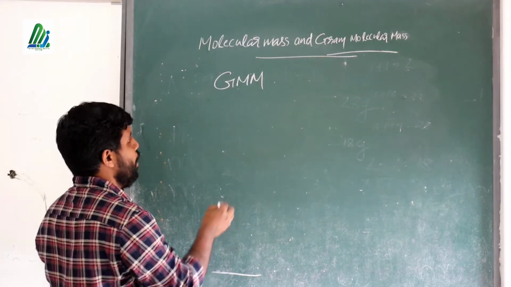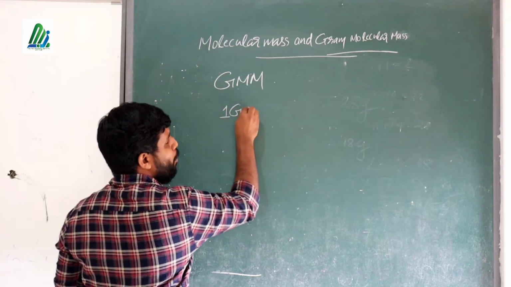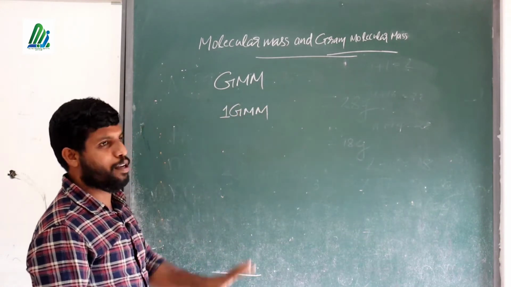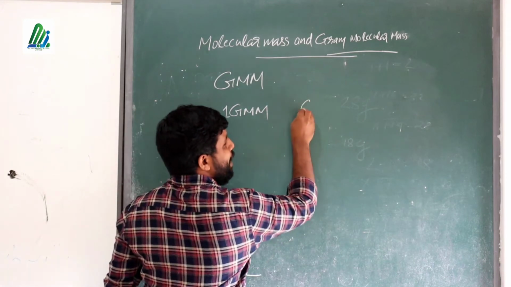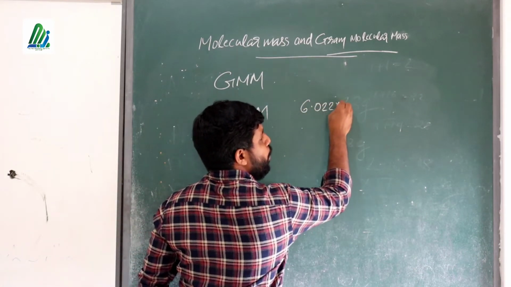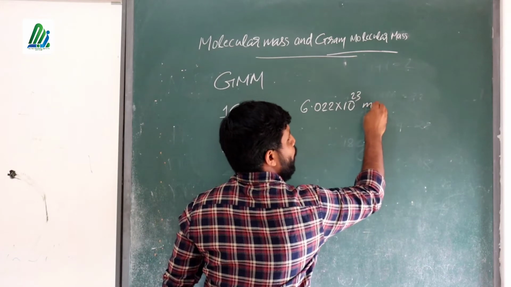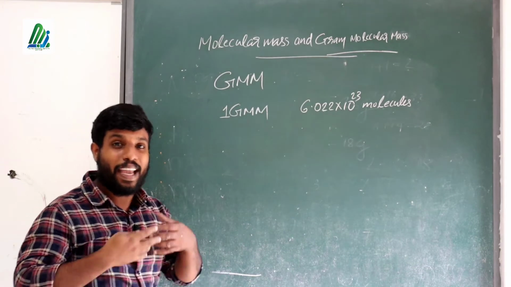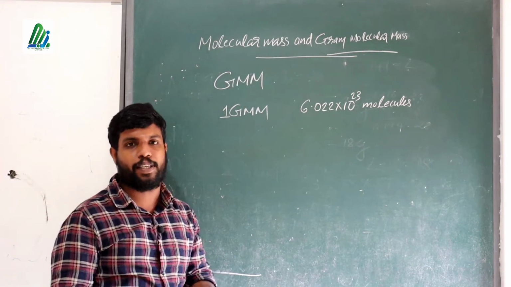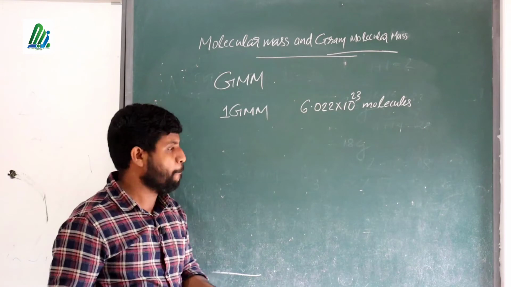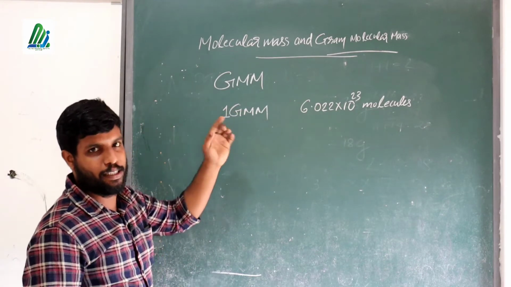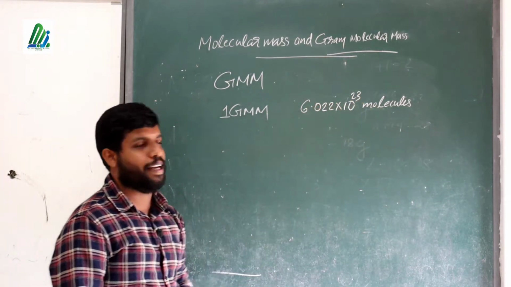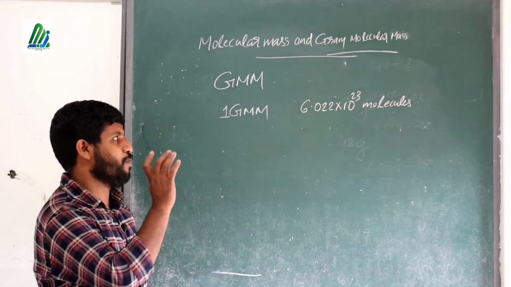Another important thing is that if you take 1 gram molecular mass of any substance, it contains 6.022 into 10 raised to 23 molecules. Whether it is ammonia, carbon dioxide, oxygen, hydrogen, water or anything, 1 gram molecular mass of that substance contains 6.022 into 10 raised to 23 molecules.